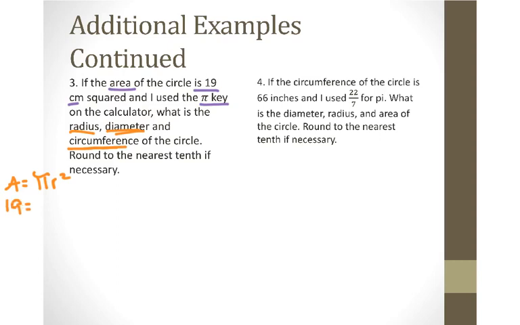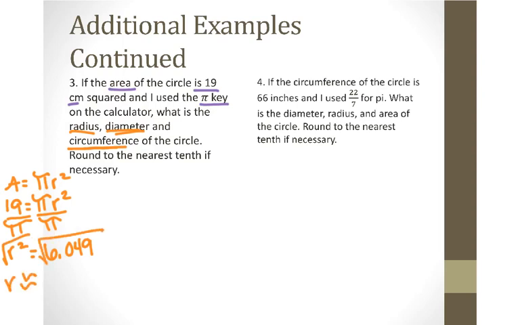So 19 is the area. I'm still using the pi key. I need to solve for r. Now remember, divide both sides by pi. So then you're left with r squared is equal to, and take it out to a few decimals, so 6.049. Get rid of the square by square rooting, and you get r to be about 2.5.